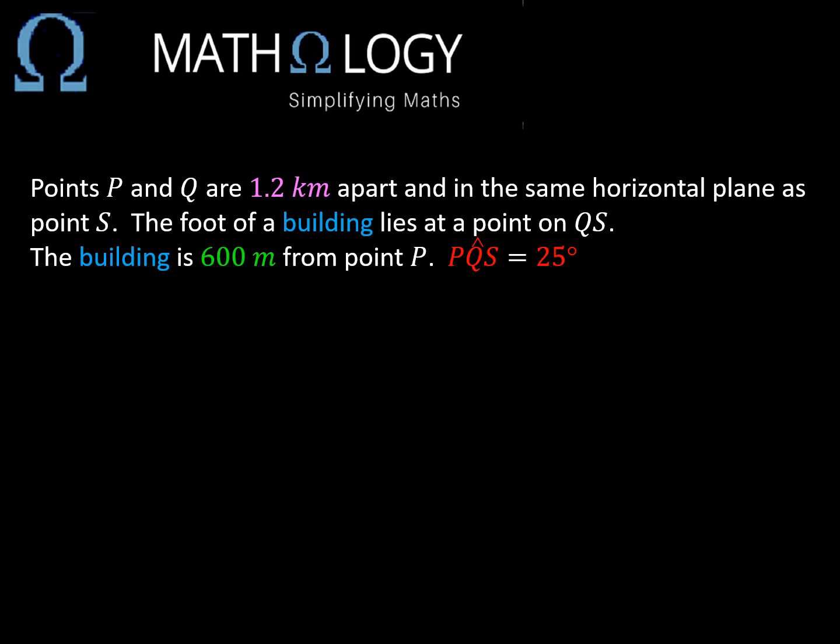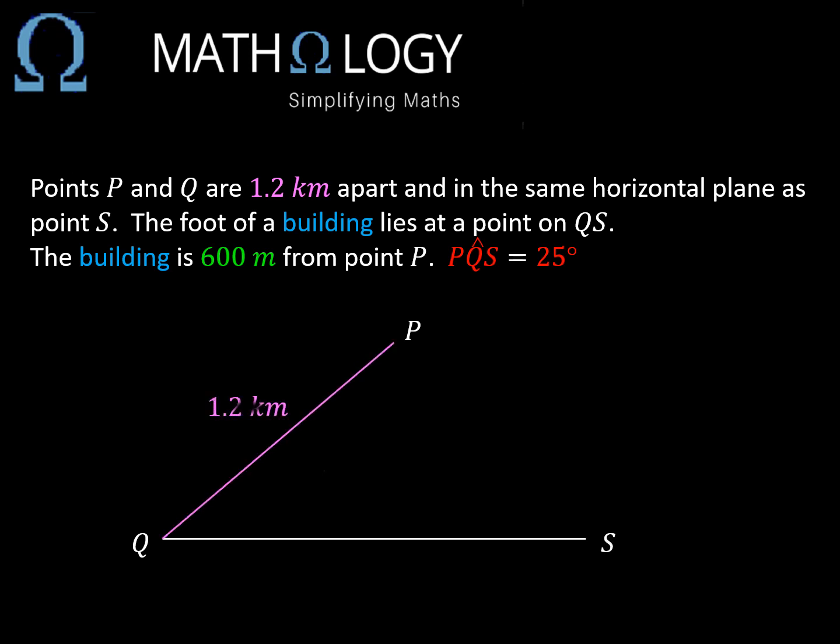First, we will draw in points P, Q, and S. P and Q are 1.2 kilometers apart from each other. The foot of the building lies somewhere on QS, we do not know where exactly, so for clarity, we will indicate two possible positions for the building on QS.